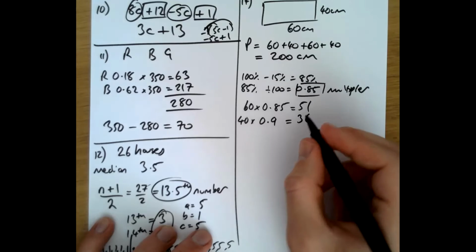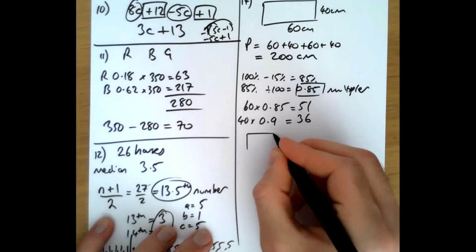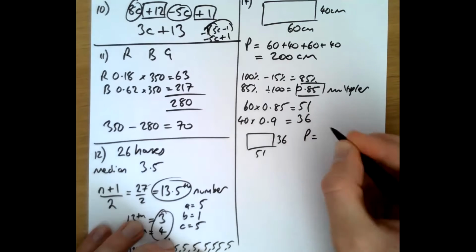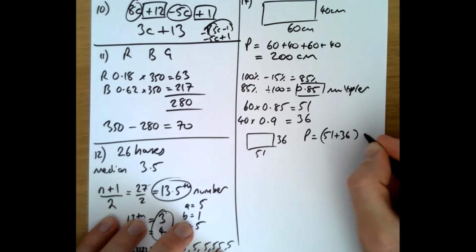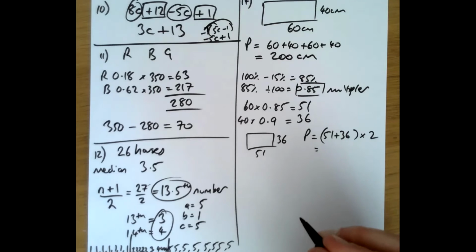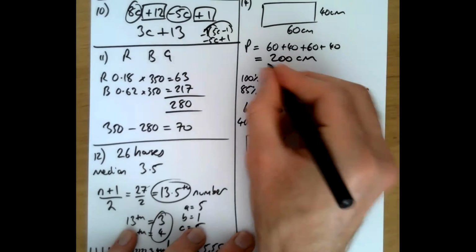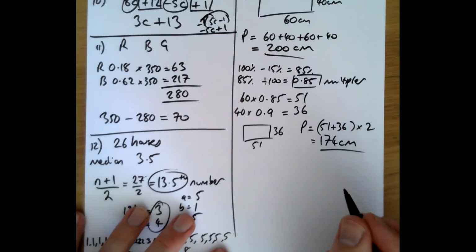Add those two together, because now we've got in effect a rectangle where the length is 51 and the width is 36. So the perimeter there is going to be 51 add 36, add 51 add 36. I'm just going to times that by 2. And what do I get? I get 174 centimeters. Right? So we've gone from 200 to 174. But she's saying that it decreases by 25%.